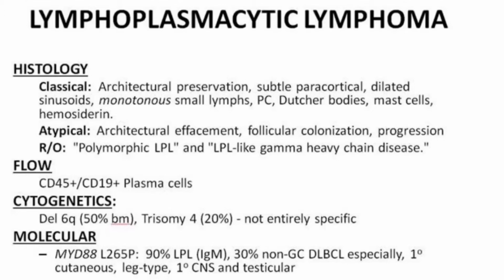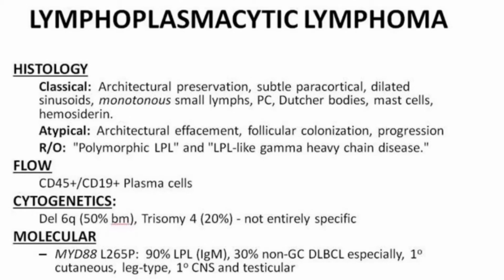So typically, classical lymphoplasmacytic lymphoma was described as a lymph node with overall architectural preservation, subtle paracortical infiltration by small cells, very monotonous, dilated sinusoids rather than effaced sinusoids, and then of course plasma cells frequently with Dutcher bodies, increased mast cells, and hemosiderin in the lymph node.